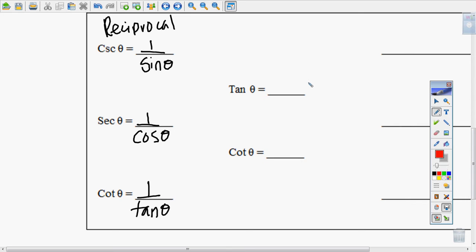Okay? So that's reciprocal. Next, our ratio identities. So with our ratio, what does tan theta equal? Sine theta over cosine theta. What does cotangent theta equal? Perfect. Cosine theta over sine theta.